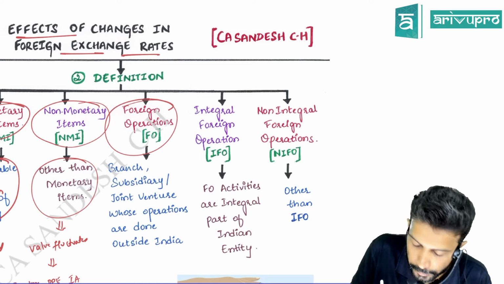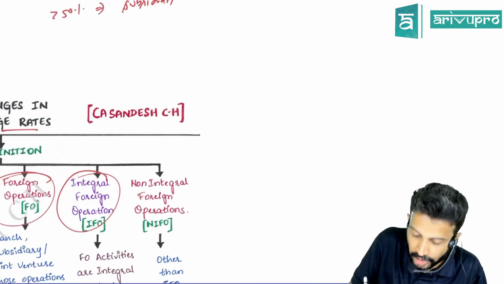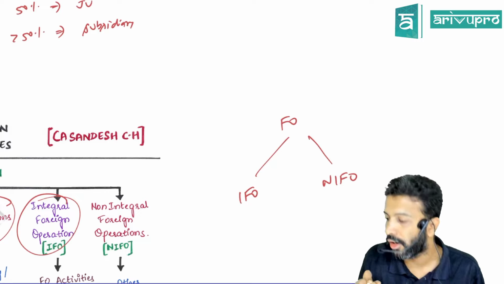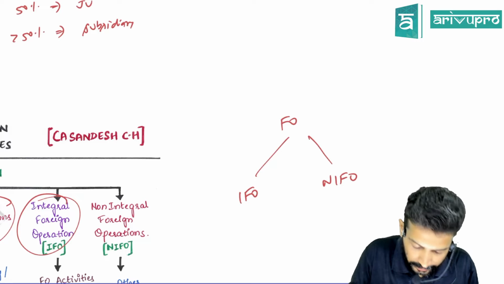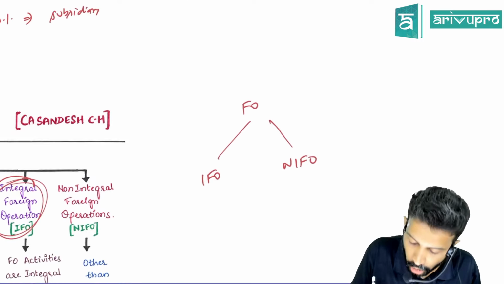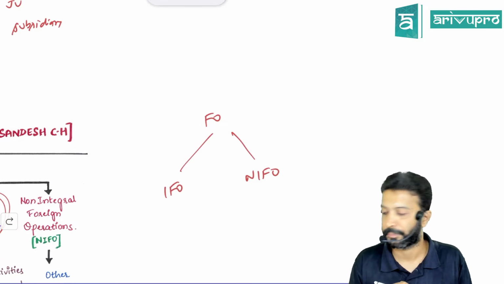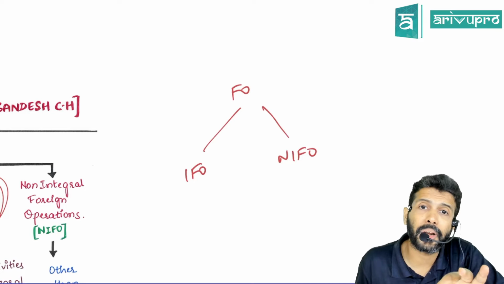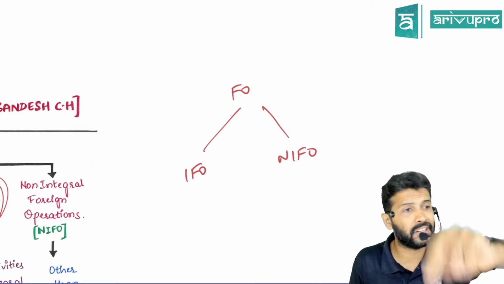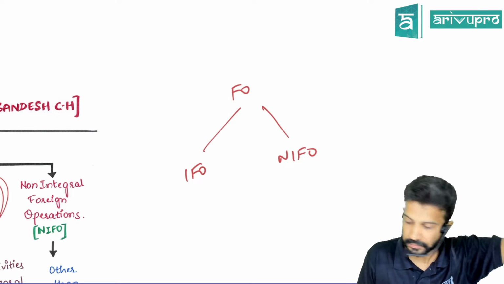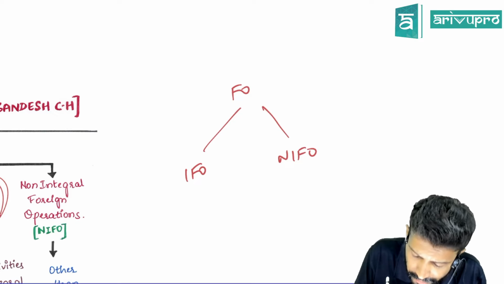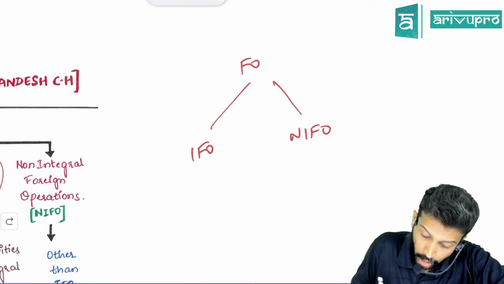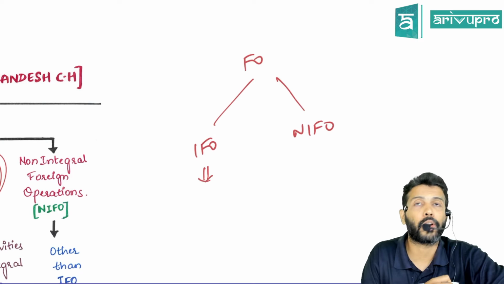Okay. So foreign operations are of 2 types: integral foreign operations and non-integral foreign operations. We know what a foreign operation is already: basically that operation or entity conducting its operation outside India. That outside Indian entity could be an integral foreign operation or a non-integral foreign operation.